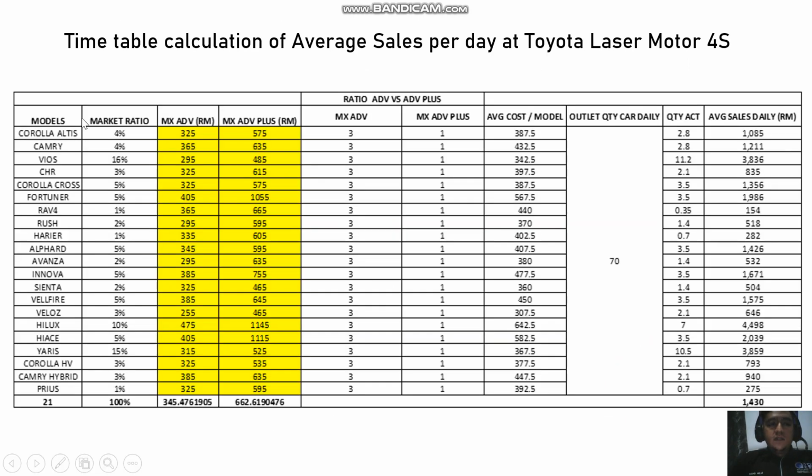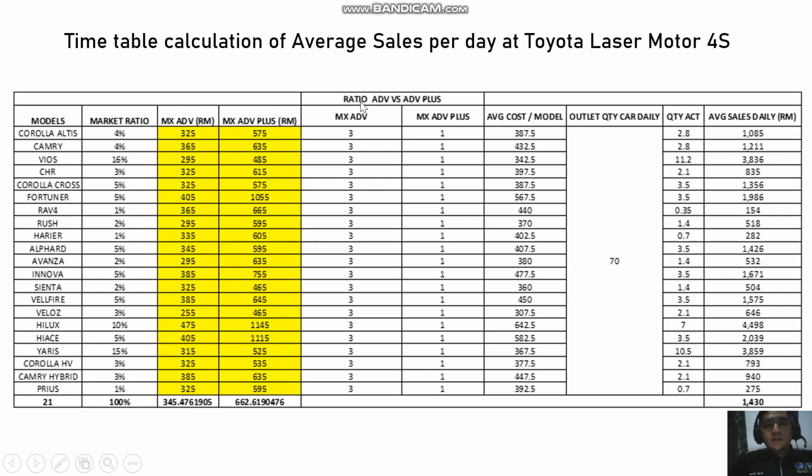Right now we would like to show the timetable calculation of average sale per day at Toyota Motor 4S. To know how to calculate the average sale, we must know all the models of the Toyota car. These are the 21 types of car models, and the second is the market ratio, which we can find from the Toyota website. The yellow one is the two types of service, Advanced and Advanced Plus.